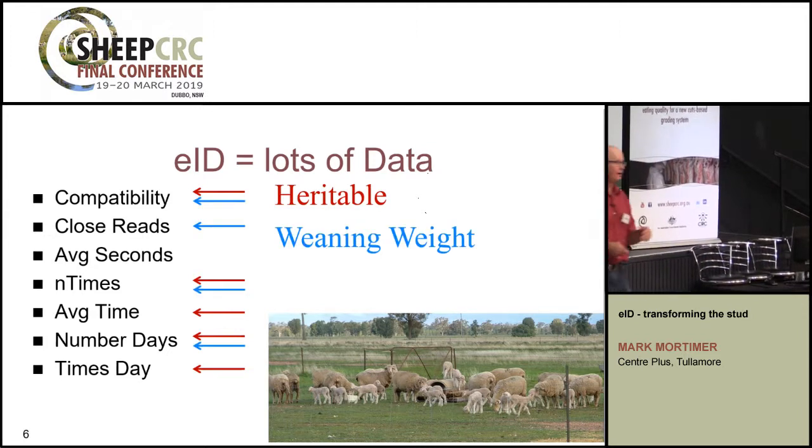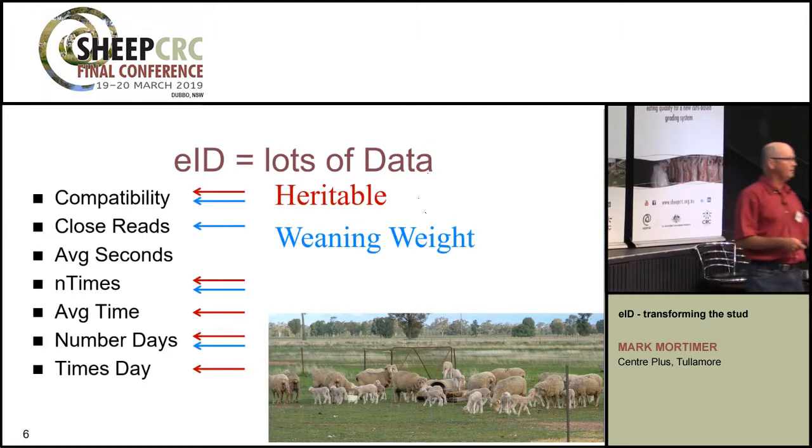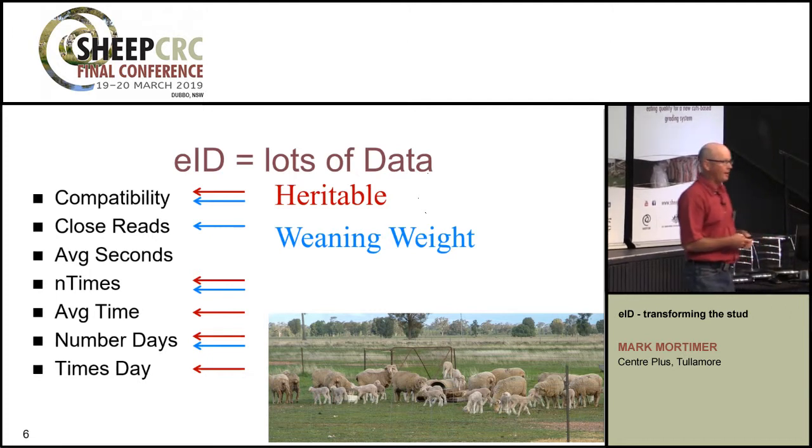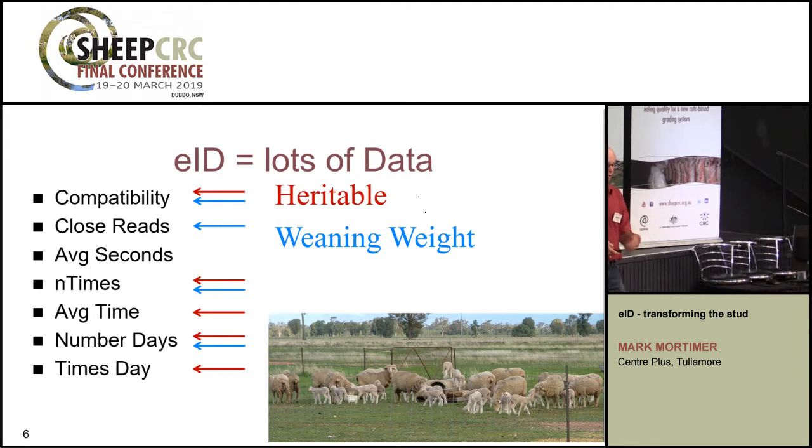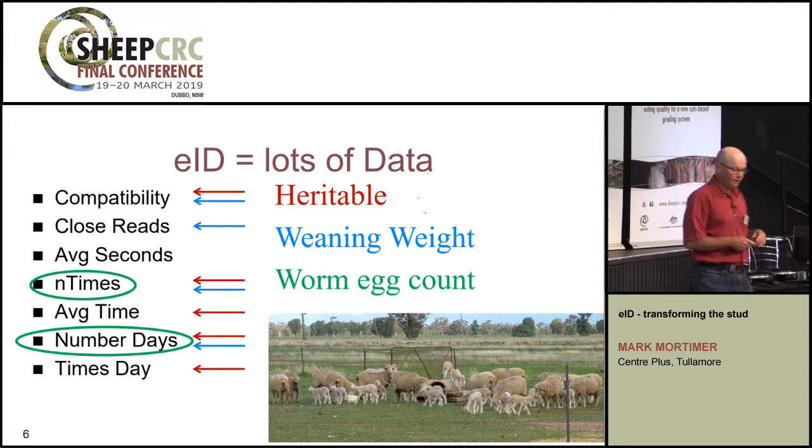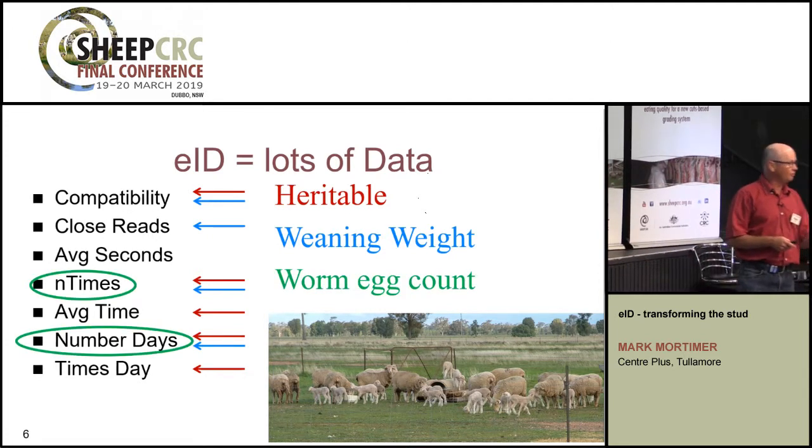All of these traits are actually positively correlated to weaning weight. So there we are with these text files and discovering behavioural patterns that are actually correlated to real-world physical traits. These two traits are negatively correlated to worm egg count.